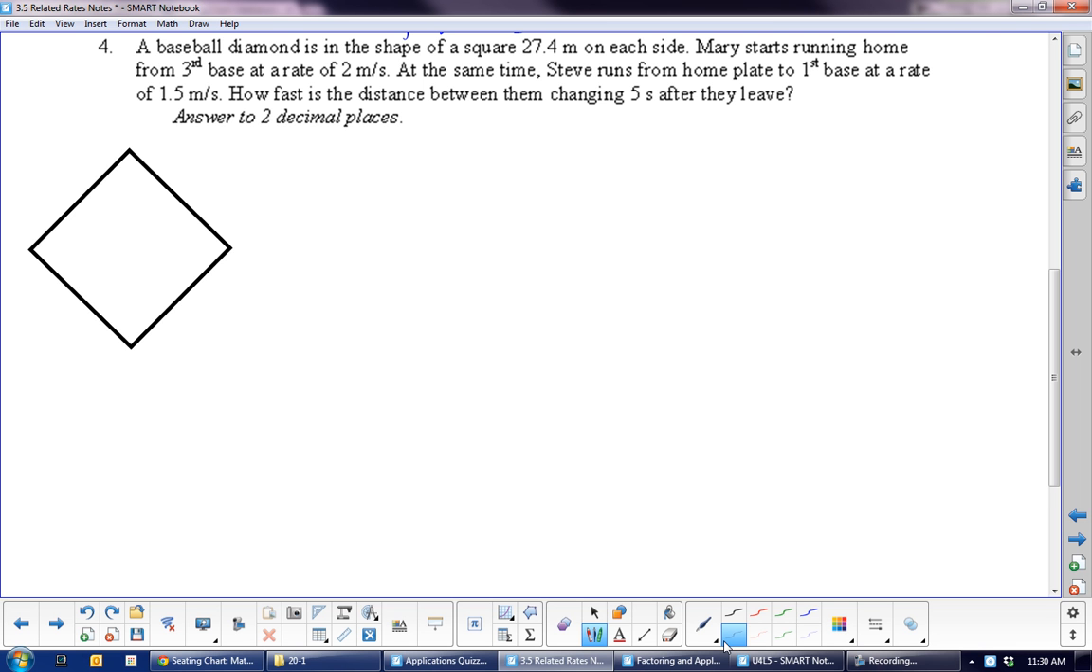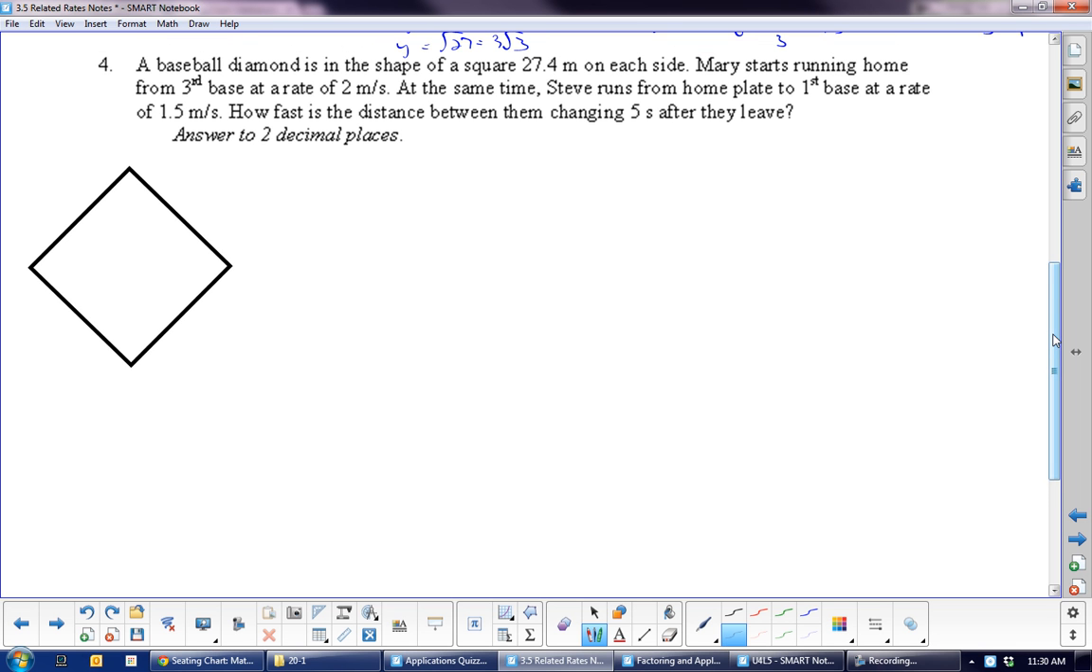Now, get the baseball diamond drawn. That's a good start. It does get harder than this, though. It's in the shape of a square, so each one of these is 27.4 meters. Okay, and let's put home plate down here. Call this first, second, third.